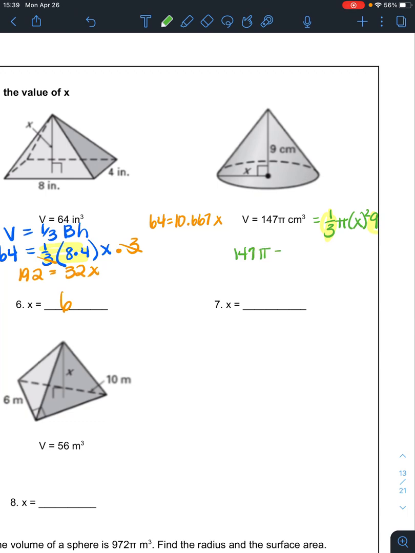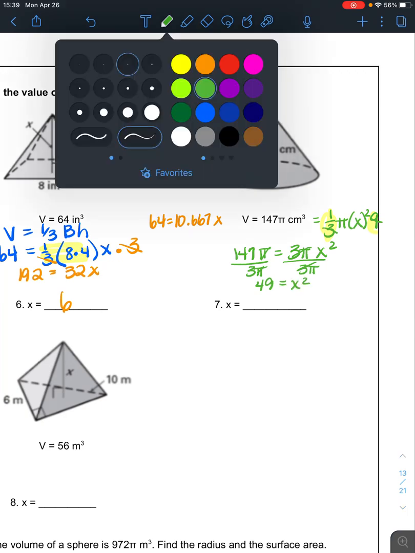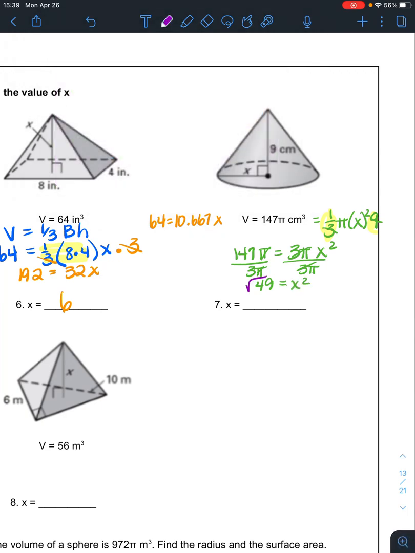So if I've got 147 pi is equal to, the 3 and the 9 cancel out and leave me with 3 pi and then x squared. Divide both sides by 3 pi. Notice that those pi's are going to cancel out, which is nice. So you get 147 divided by 3 is 49. So 49 is x squared. I don't care what x squared is. I want to know what x is. So I take the square root of both sides and I get that x is 7.